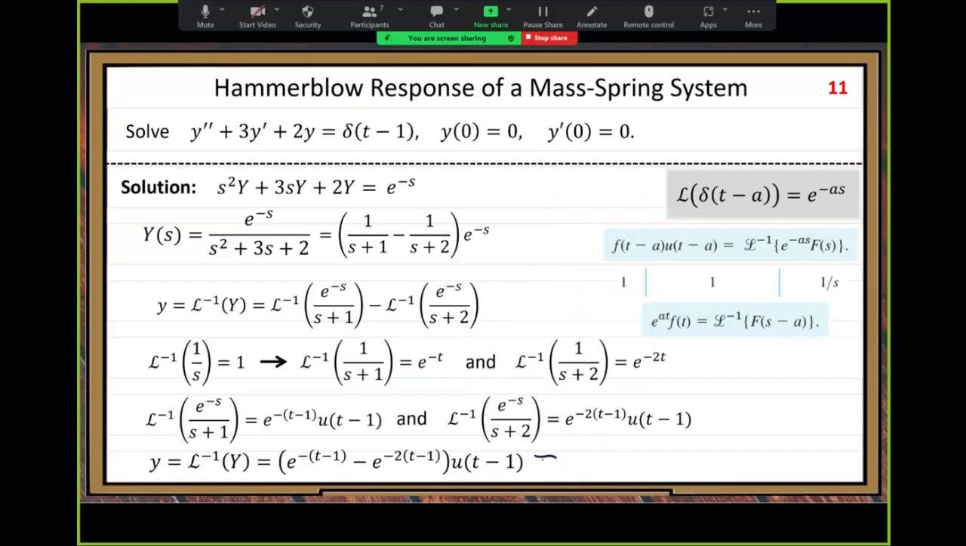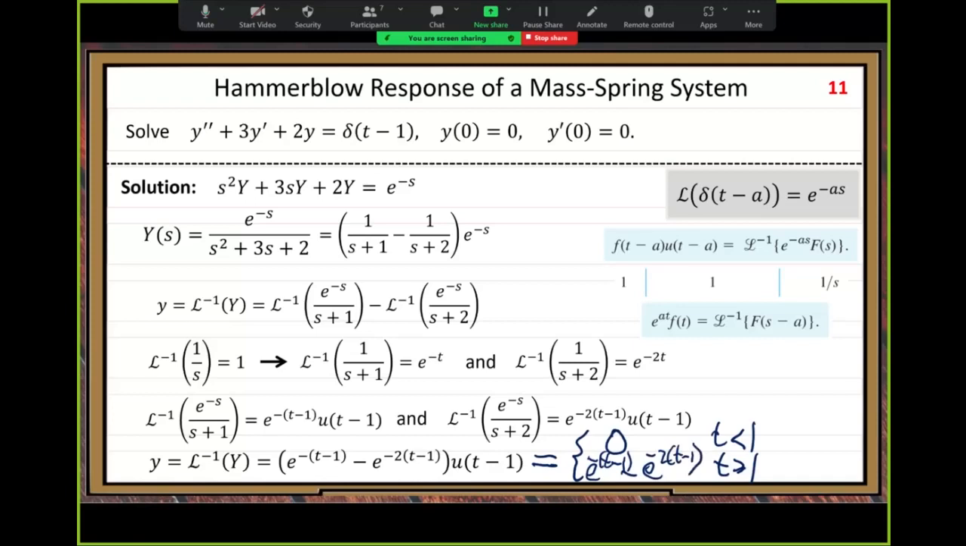Because you only look at the two pieces: one interval less than 1, it's a 0, for t less than or equal to 1. Although you can write less than, for t greater than or equal to 1, it's e to the t minus 1 minus e to the negative 2 t minus 1. So that's one more step.